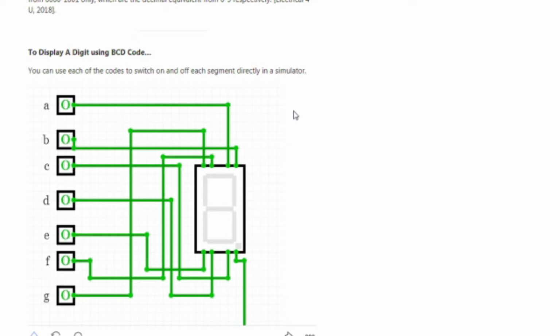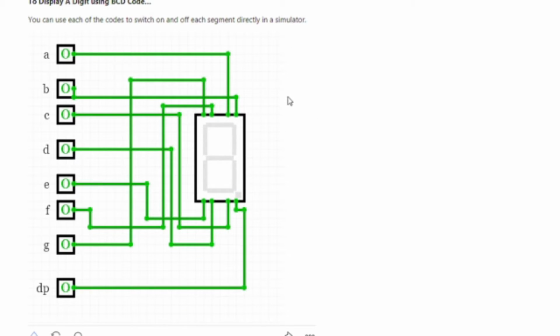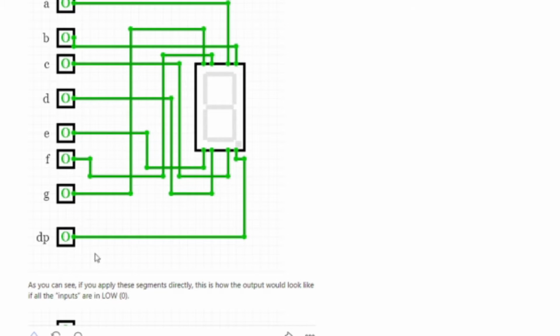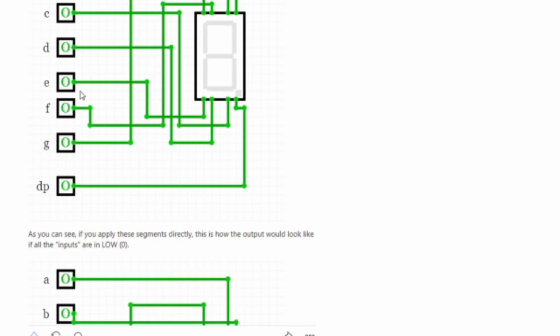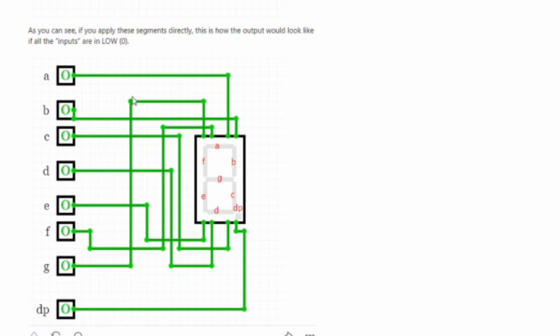Using a simulator, we can display a digit using the BCD code that is represented by zeros and ones. As you can see, if you apply these segments directly, this is how the output would look. 0, by the way, means low voltage and 1 means high.